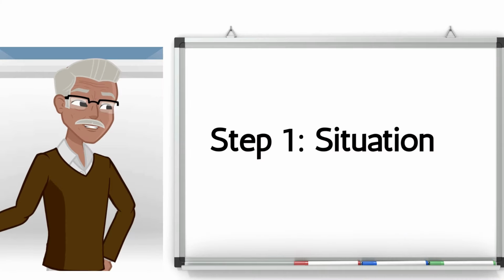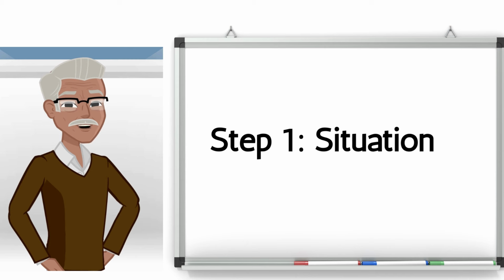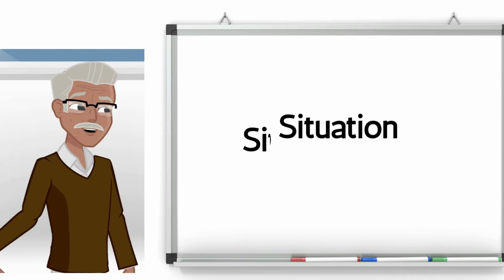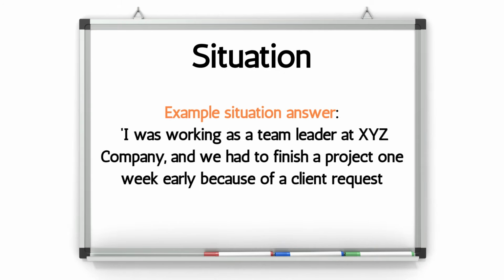Step 1. Situation. The first step is to describe the situation. This is where you set the scene. Where were you working? What was the challenge you faced? Think about your example. How would you describe the situation in 1 or 2 sentences? Think about your responsibility. Be specific. What was expected of you?